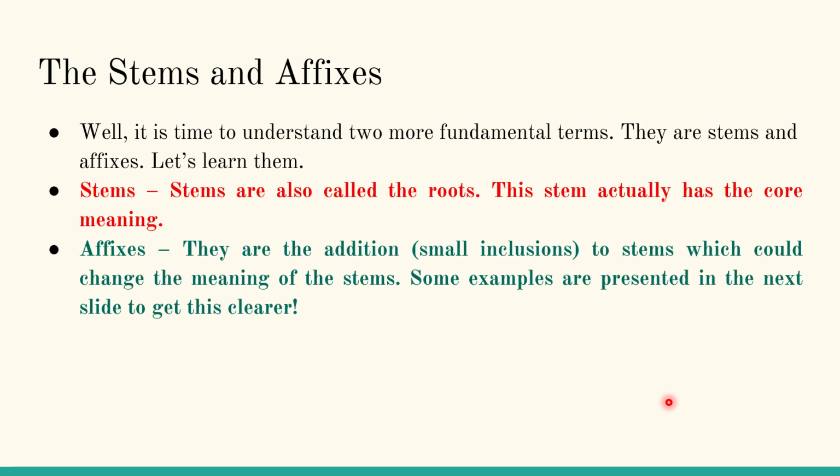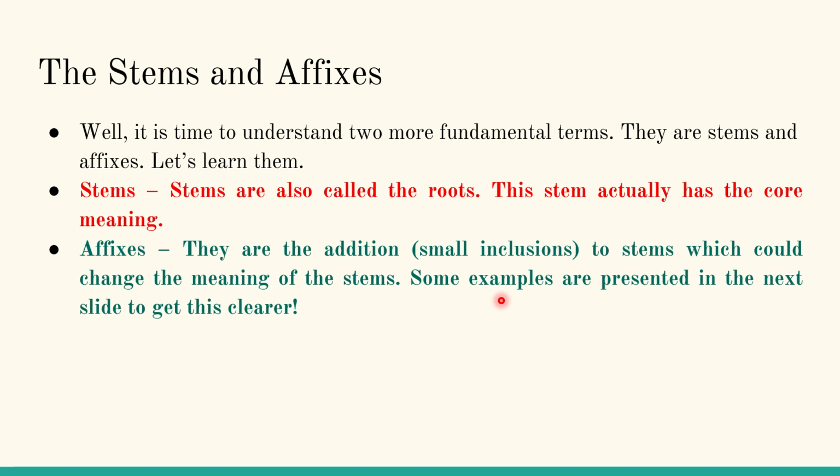Now, the very important term in the entire session is the stem and affixes. What is it? We have two fundamental terms that we need to know. The first one is stem and the second one is affixes. Stems are nothing but the roots. This stem is the one that conveys the core meaning of the word. This stem is the core. This is the heart, liver, kidney, you call it anything. That's the very vital part of the word. Stem is the most prominent section of a word.